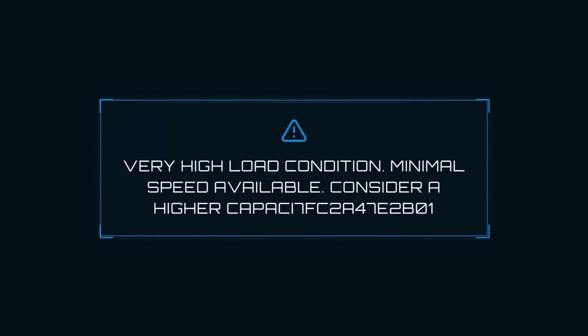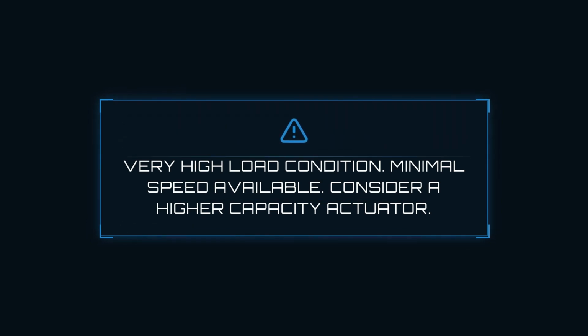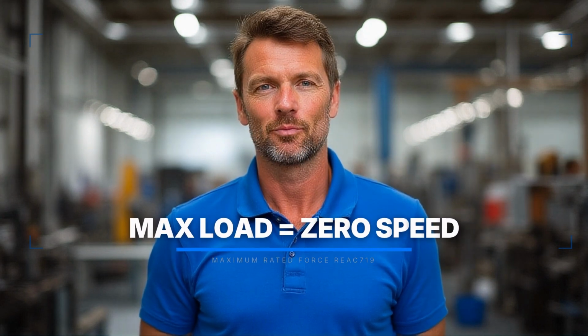The calculator also warns us this is a very high load condition with minimal speed available, and suggests considering a higher capacity actuator for better performance. This tells us our actuator cannot move under this load since we're applying its maximum rated force.